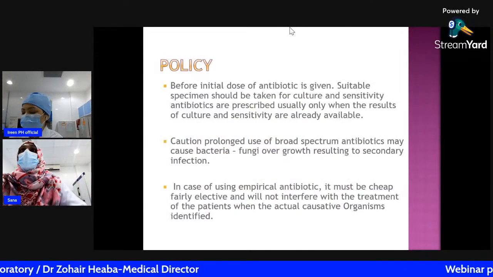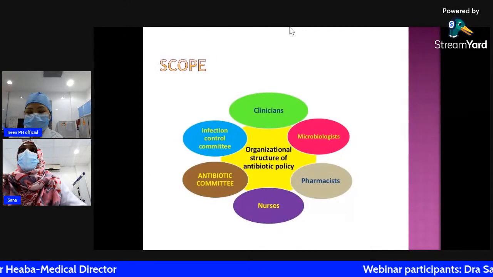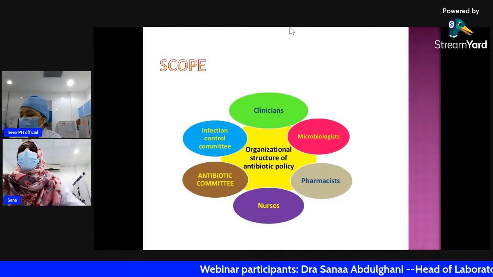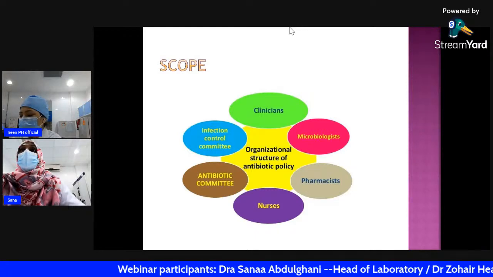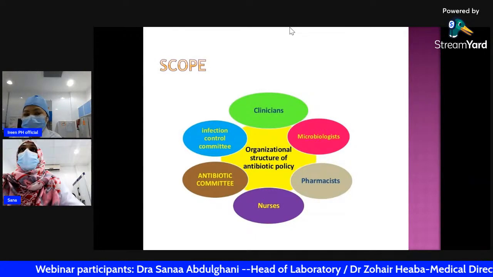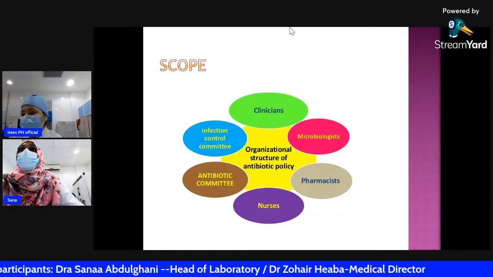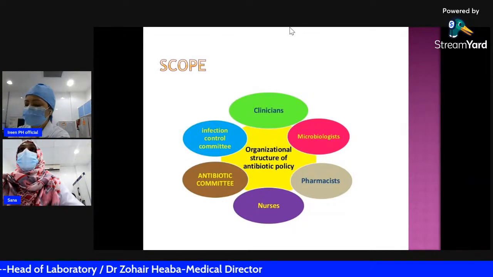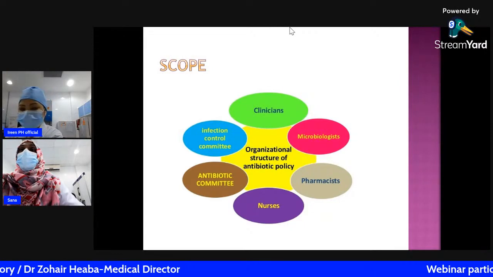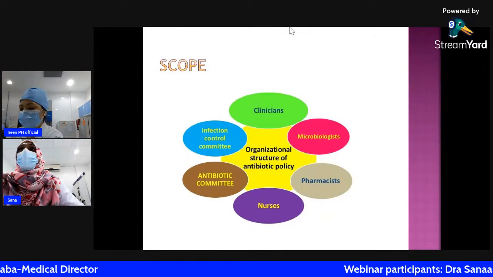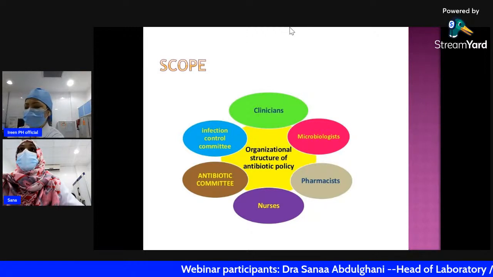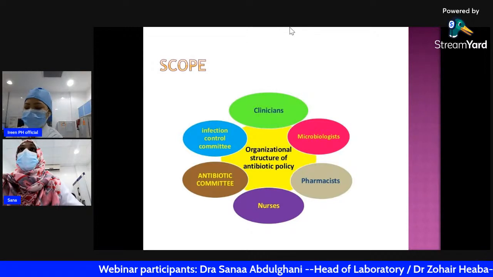Scope. The organizational structure of antibiotic policy must involve everyone in the hospital: clinicians, microbiologists, pharmacists, nurses, the antibiotic committee, and the infection control committee. All of these must participate in the organization and structure of antibiotic policy.